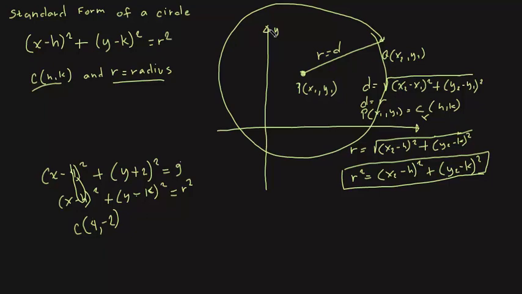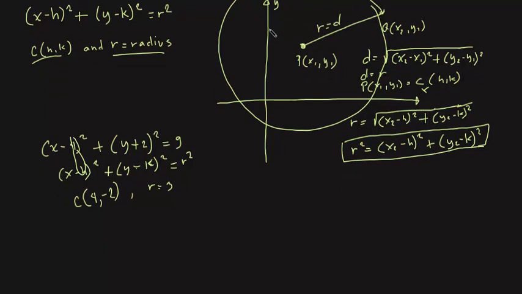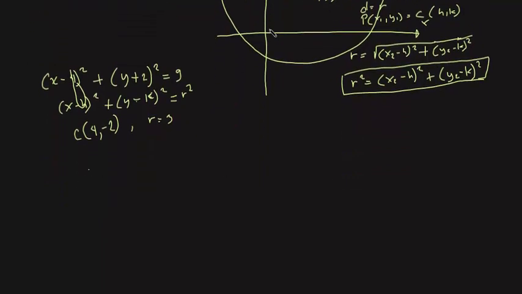For r, we know this is r², the square of r, so r should be the square root of 9, which is 3. If we square 3, we get 9. Good. Now we have all the details that we want, and we can try to plot a graph of this circle. So the circle again is (x - 4)² + (y + 2)² = 9.